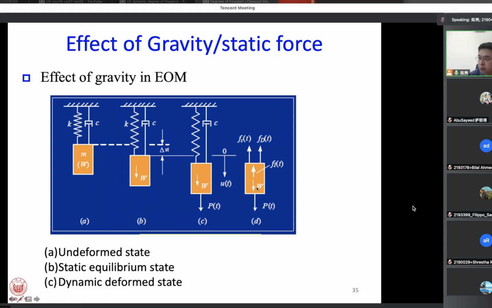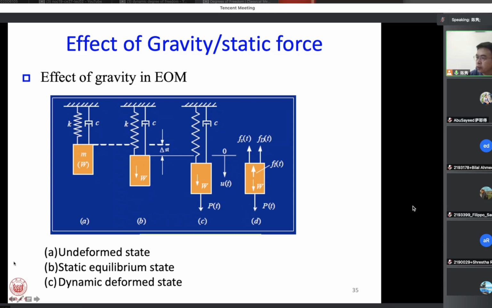And if we use the D'Alembert principle, we can introduce the inertial force here. The inertial force should be opposite to the movement direction. So it should be this way, because this is the positive direction. You can see here, this is the positive direction. So the inertial force should be this way, right? So this is all the force applied to the system.